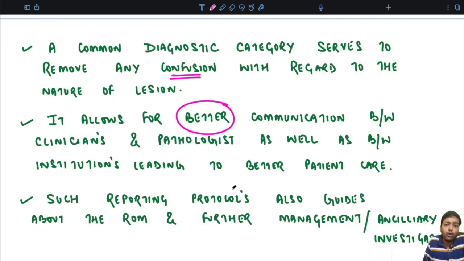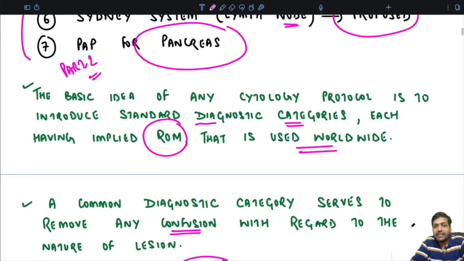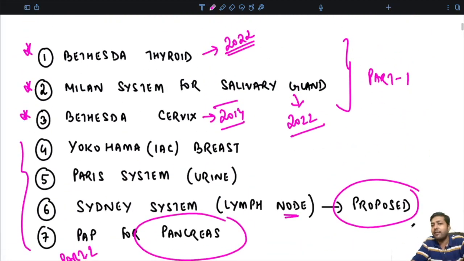Such reporting protocols also guide us about the ROM, that is the risk of malignancy, and what the next line of action is: whether I should just clinically correlate, or do a radiological correlation, or keep the patient in follow-up, or whether any surgical intervention or any further ancillary investigation has to be carried out. So for this, we have this standardized protocol. You can add these few lines across any of these reporting formats.